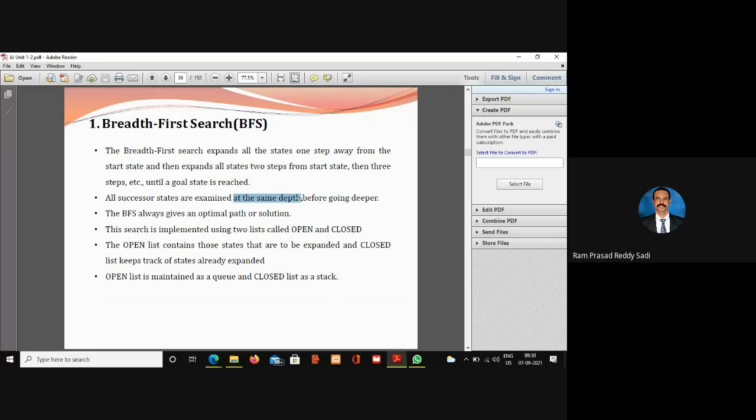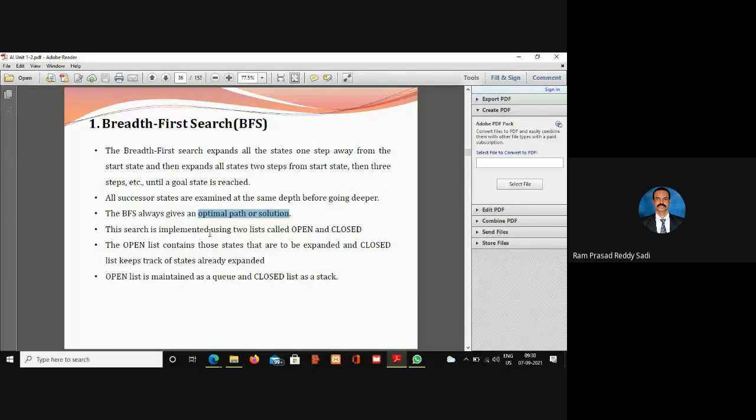All successor states are examined at the same level. So BFS will normally give you an optimal path or solution. BFS always gives an optimal path or solution. And see the implementation process, whatever you are aware of that you have learned in graphs, the same implementation process can be continued with. Here, the terminology slightly changes.